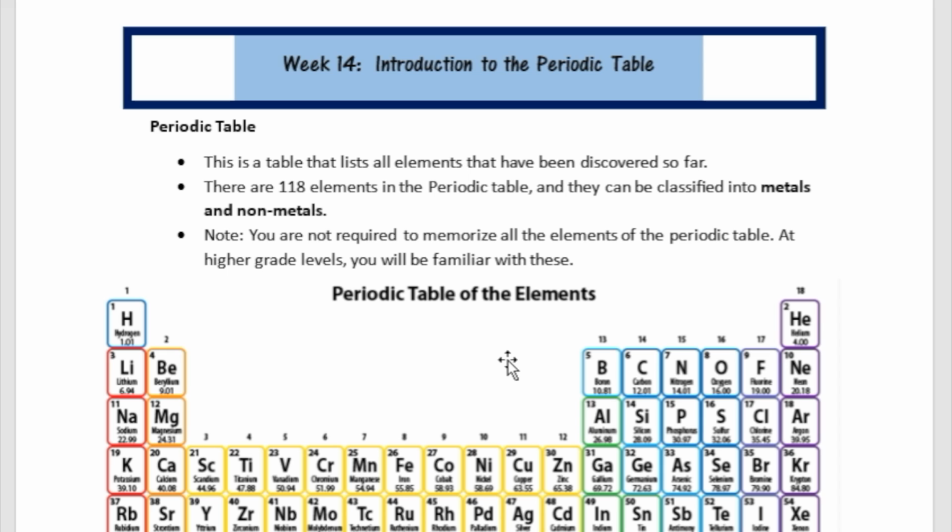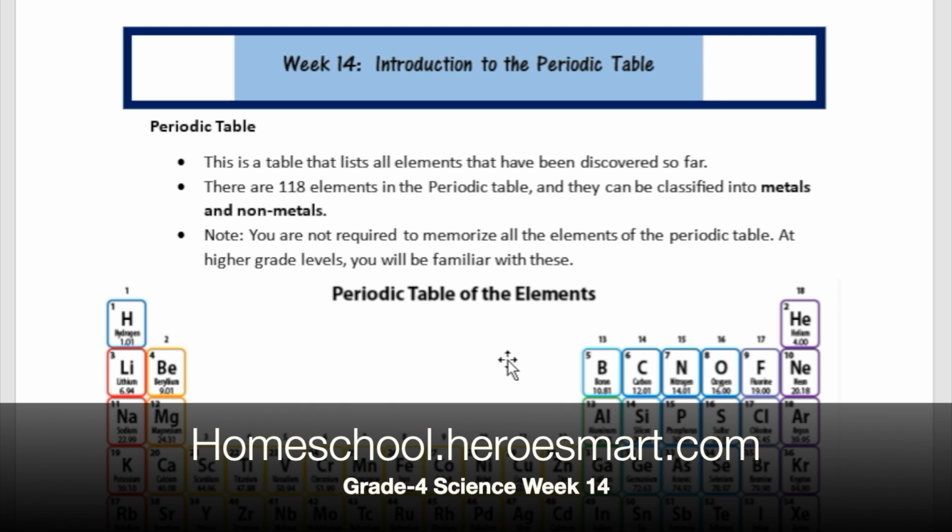So you have a little quick introduction into the periodic table with me today. There are 118 elements in the periodic table. What is the periodic table? It is a table that lists all elements discovered so far on Earth, and it may be classified broadly into metals and non-metals.